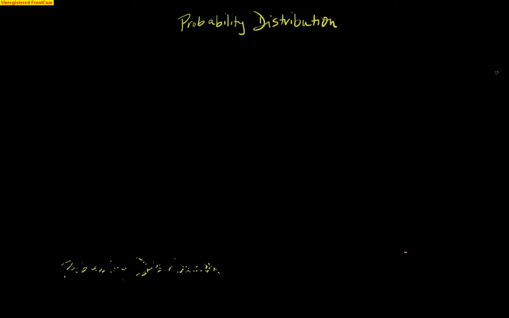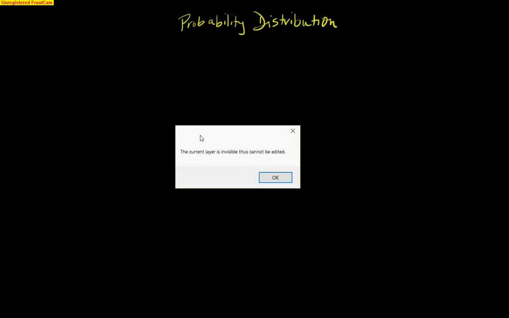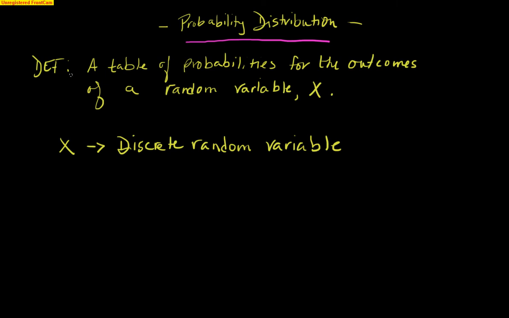Hi everyone. This is a video on what is a probability distribution, and we're going to start by defining what a probability distribution is. The definition of a probability distribution is just a table, like we had frequency distributions, frequency tables. We're now going to have a probability distribution. It's a table of probabilities rather than a table of frequencies for the outcomes of a random variable x.